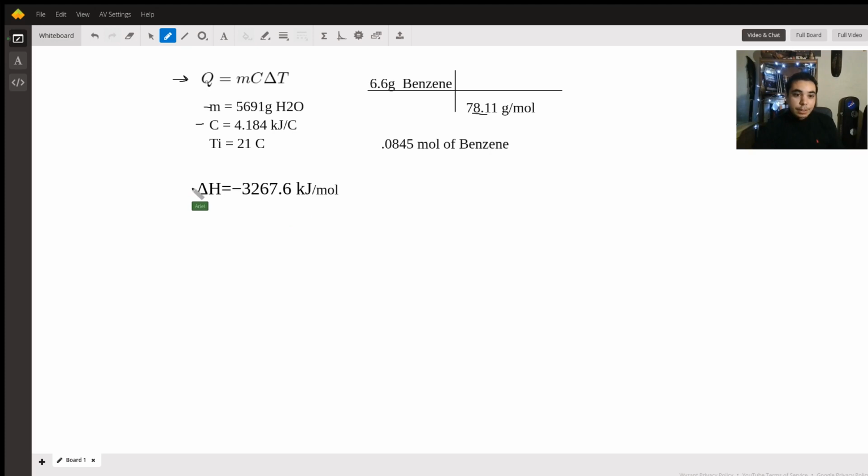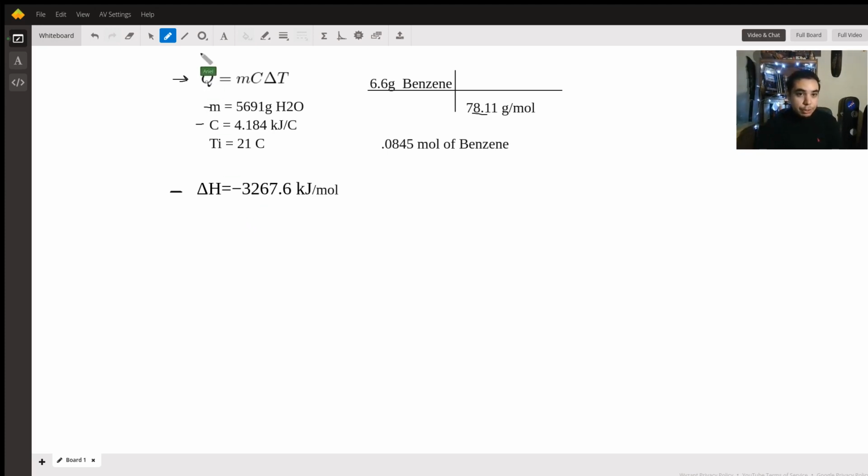Now the next thing, and this is another number that you can just look up, is the heat produced from the combustion of benzene. This should be a textbook number that you can look up fairly quickly, and that happens to be negative 3,267.6 kilojoules per mole of benzene, with the negative just indicating that it's an exothermic reaction, i.e. it's producing heat. Things are getting hotter when you burn something, obviously.